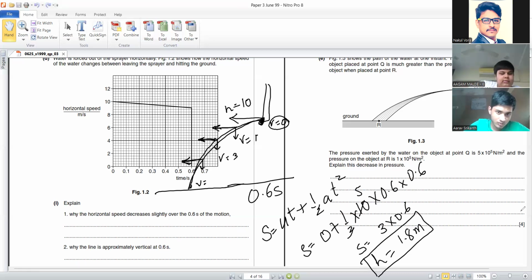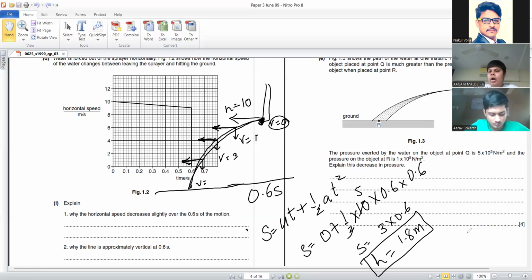Got it? Yes. In an accelerated situation, you cannot do that. Very clear? Yes.